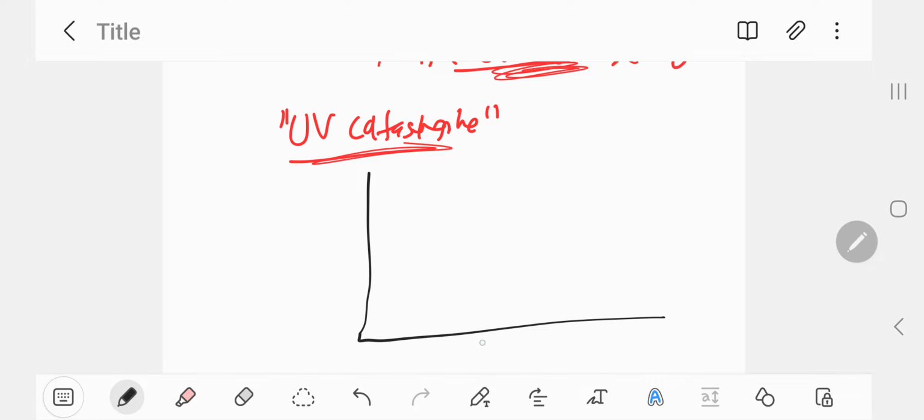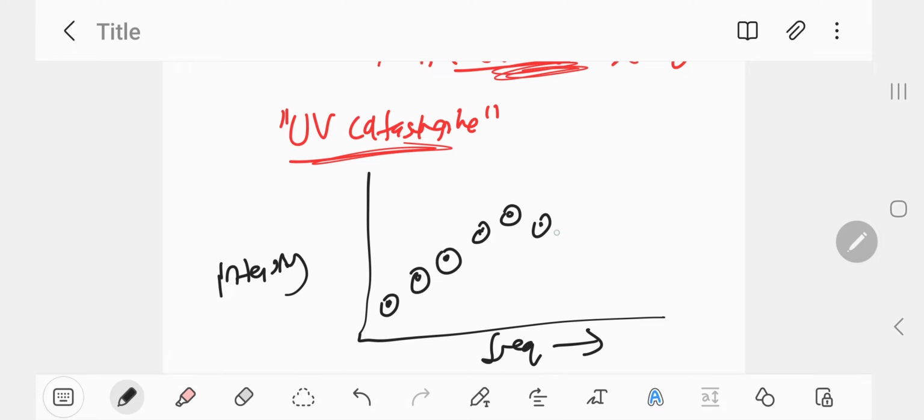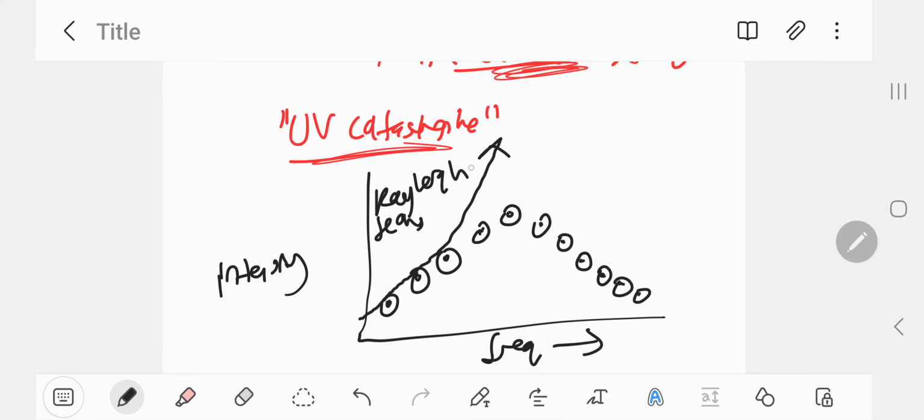Here's a graph. Let's call this frequency, going along this way, and let's call this intensity. Let's suppose we did an experiment and got these experimental data points, like a curve. So the Rayleigh-Jeans law worked at low frequencies, but then diverged, exploded at higher frequencies, with frequencies increasing towards the right of the x-axis. The Wien law worked great at high frequencies, but at low frequencies started to also diverge. Diverge means to spread out, to disagree.